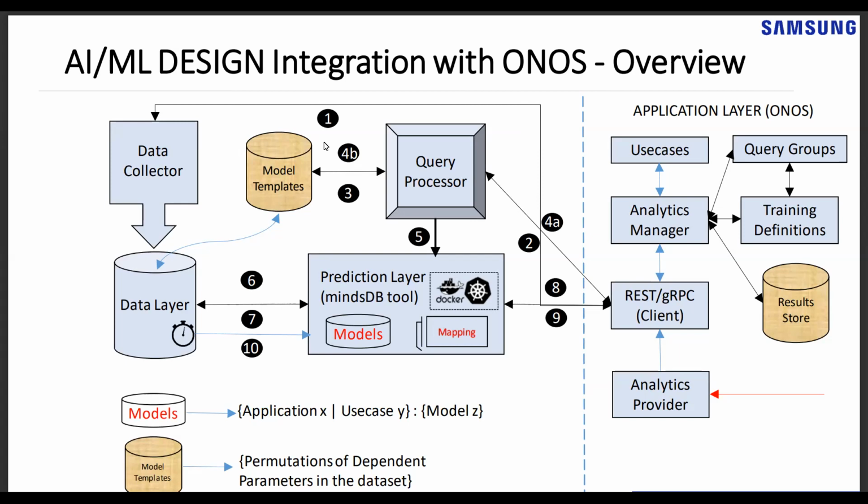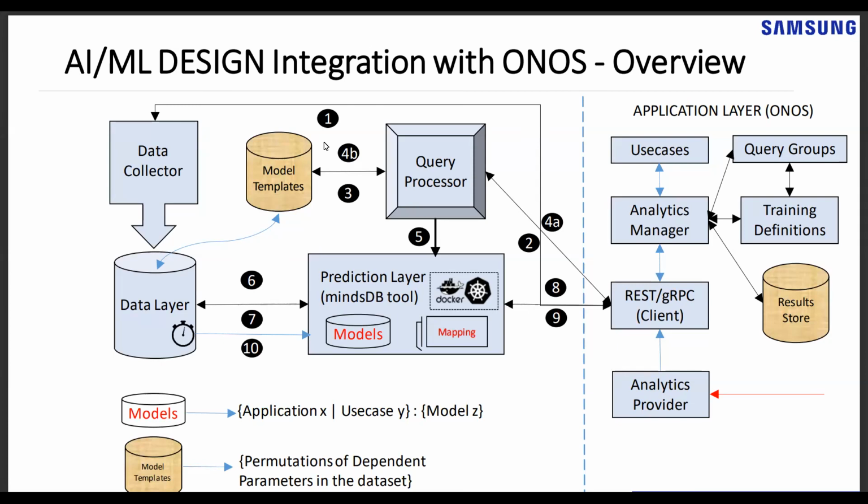Once a request is sent to the query processor, it will be mapped to the model templates, and we will get the idea that you have to train via this template. We will push that particular template to the prediction layer. In this prediction layer, as I have discussed before, MindsDB comes into play. Based on the query, generally an SQL query, it will extract the data from the data layer and train the model accordingly, only based on the query requested by the use case.